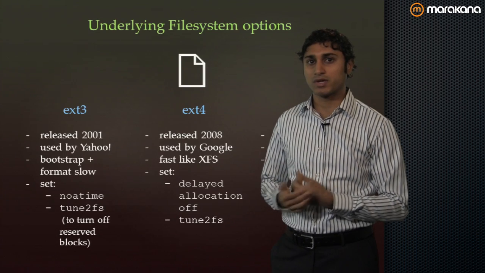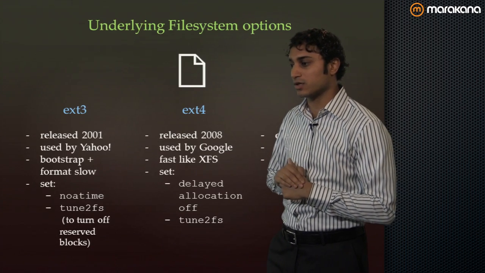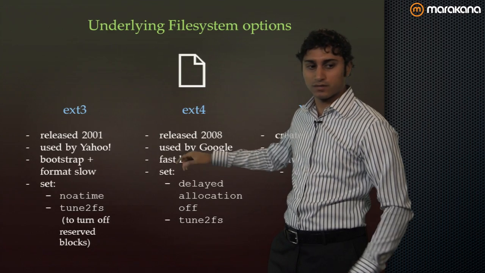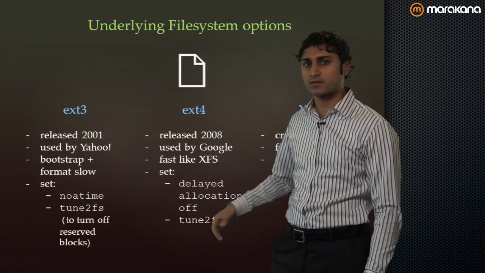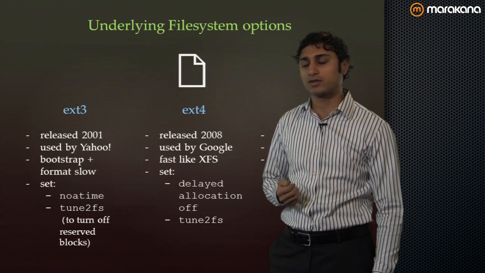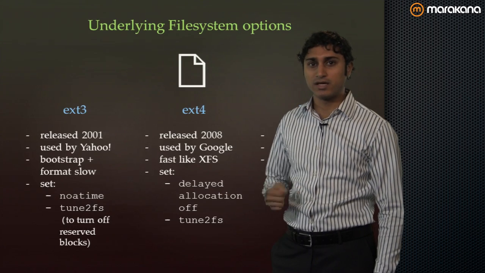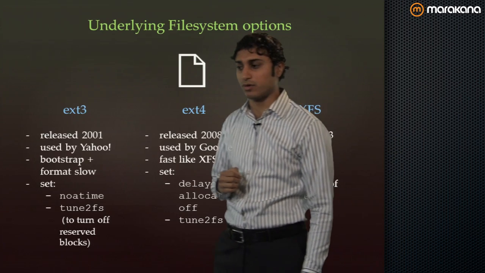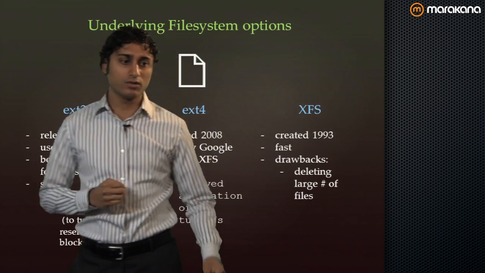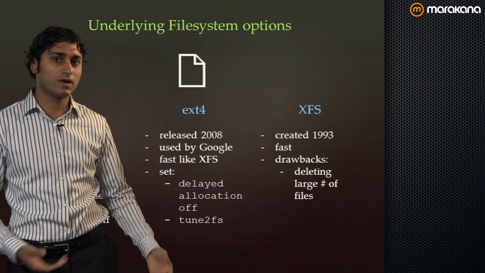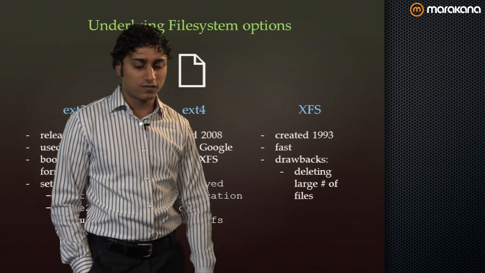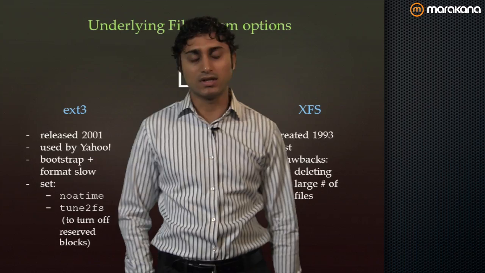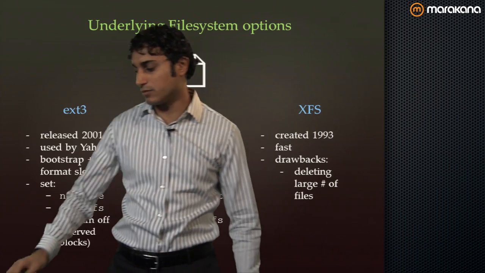I would recommend going with ext4 if you're starting a new cluster. And there are some configuration parameters for ext3 and ext4 that I also recommend setting, like noatime and turning on the reserved blocks. XFS can also be used for the underlying file system for HDFS, but it's far less commonly seen in my opinion.